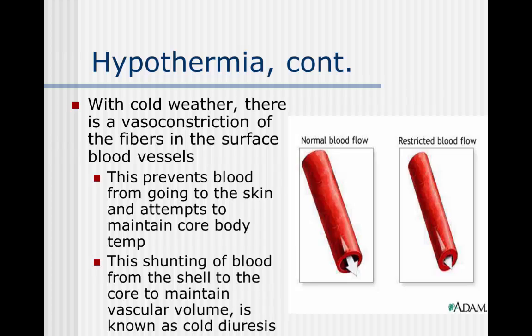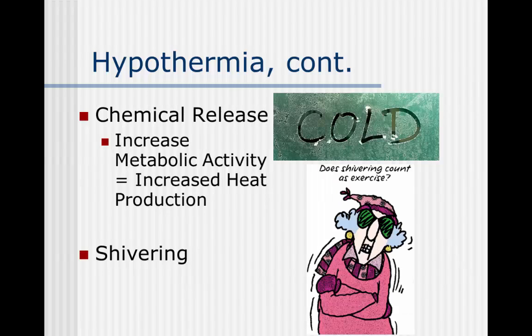With cold weather or exposure to the cold, there is a vasoconstriction of the fibers in the surface of the blood cells, which prevents the blood from going to the skin and attempts to maintain core body temperature. This shunting of blood from the shell to the core to maintain vascular volume is known as cold diuresis. Cold weather also stimulates the release of chemicals that increase metabolic activity and heat production. If vasoconstriction and increasing metabolic activity do not work, shivering begins to produce heat through involuntary muscle contractions.